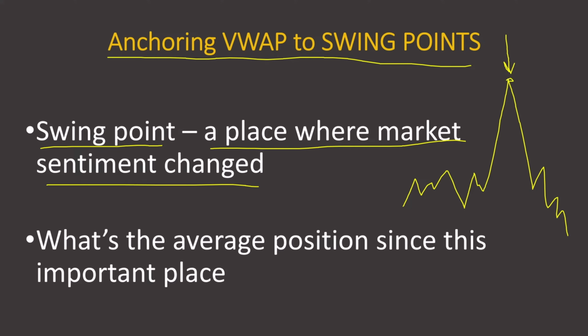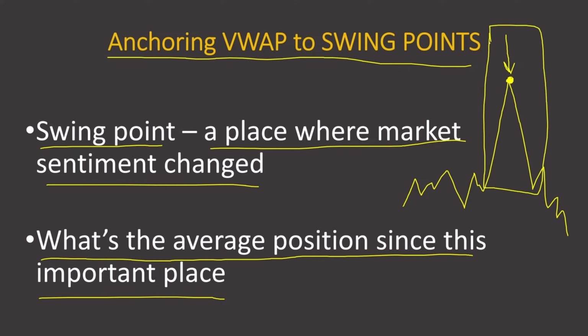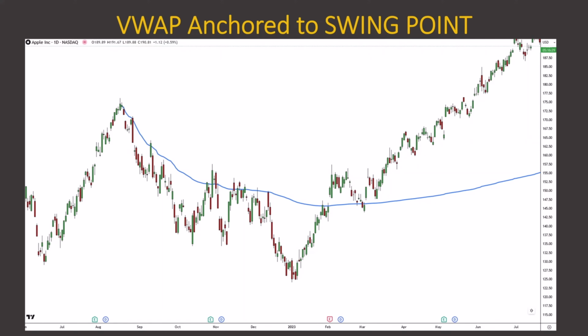And if you anchor VWAP here to the candle which created the swing high or swing low, it will show you what's the average position since this important place. And this is a really important place because all traders who are trading that trading instrument see this important swing point and they base their trading decisions around it. You'll see it very nicely in those examples here.